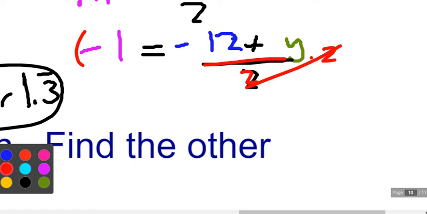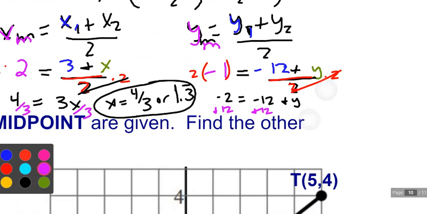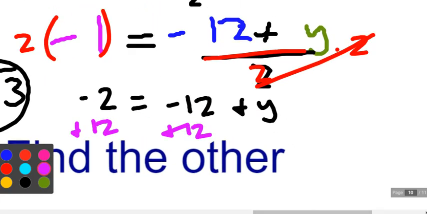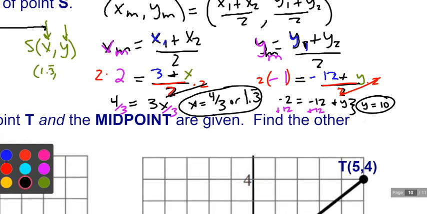Okay, so then we're going to end up with -2 is the same thing as -12 plus y. Okay, if we add 12 to both sides, I realized I just made a mistake. I'm going to go back and fix that in a second. I bet you already caught it. Okay, so we're going to add 12 to both sides, and so we end up with y is equal to 10. Okay, which means this y value right here should be 10.